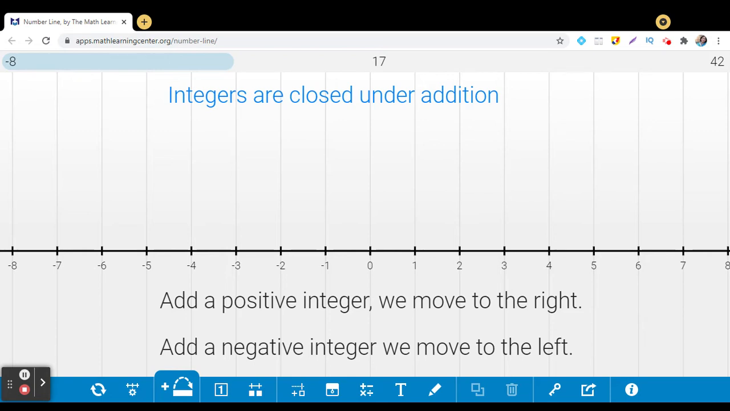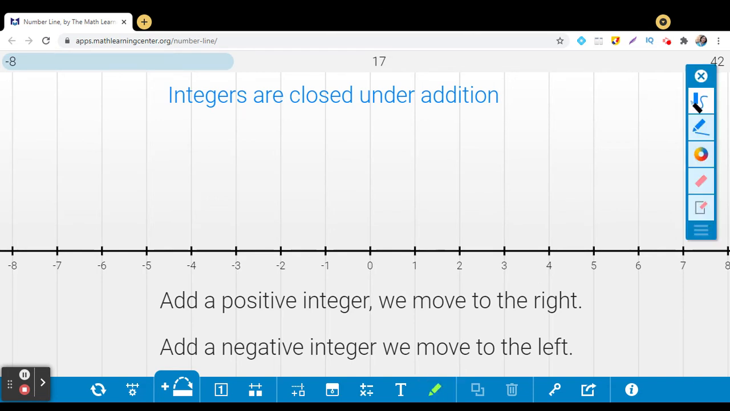Before we start, we need to remember two important results. Number one, when we add a positive integer, we move to the right. And when we add a negative integer, we move to the left. So let us begin solving the questions.